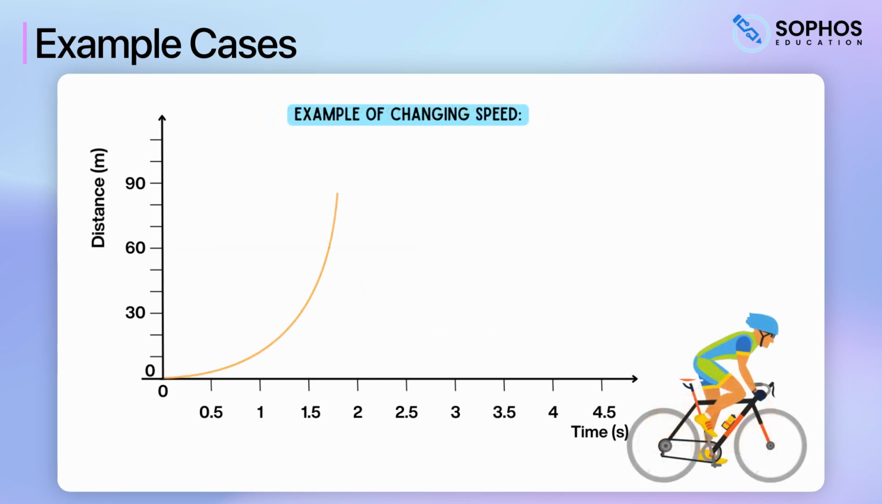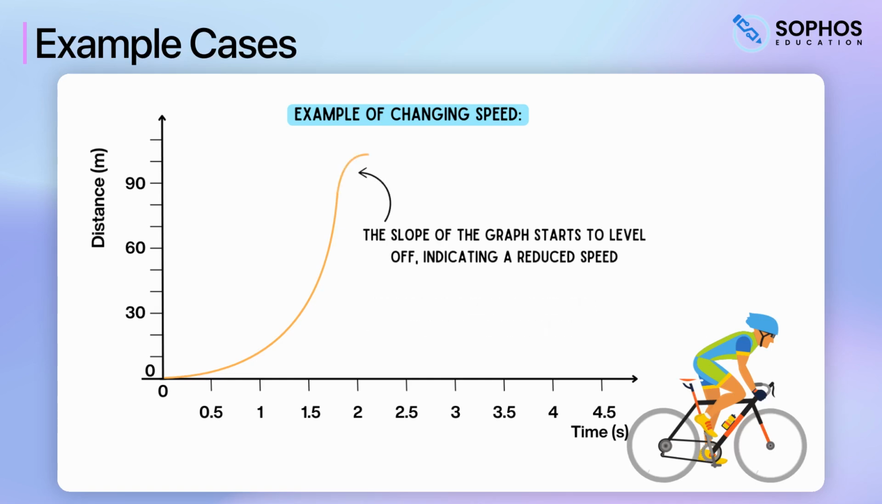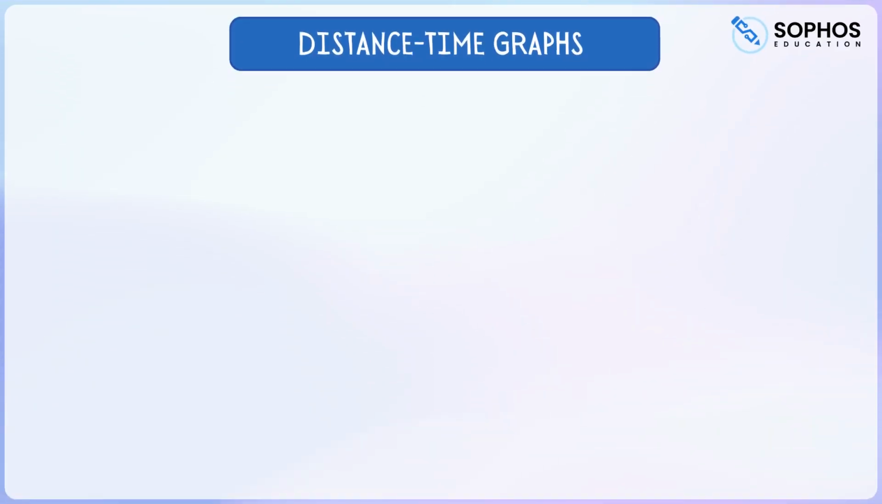Consider a cyclist accelerating. Initially, the graph might start as a gentle slope and become steeper over time, indicating that the cyclist's speed is increasing. If the cyclist then slows down, the slope of the graph will start to level off, indicating a reduced rate of increase in distance. Good work today.